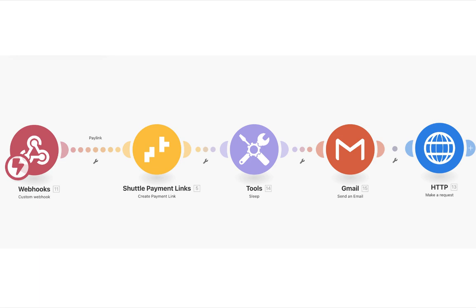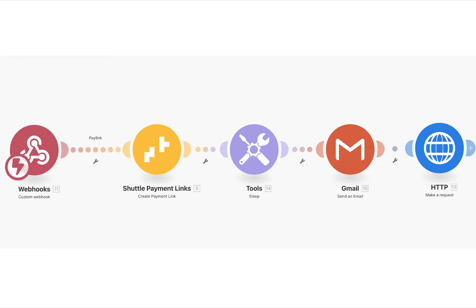Then we've got our Shuttle payment links module. So this is the engine that creates the payment links when you've got a Shuttle payment link account. Next, we've got some tools. This is just telling the workflow to sleep for 10 seconds, just so that the creation of the payment link and the sending it back to the agent doesn't overlap. Then we've got a Gmail module. So this is going to take that payment link and send it back to the user via email.